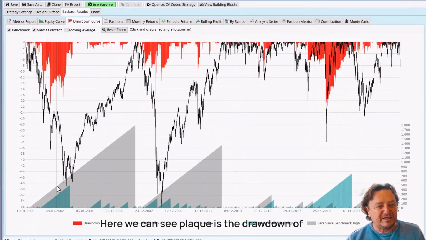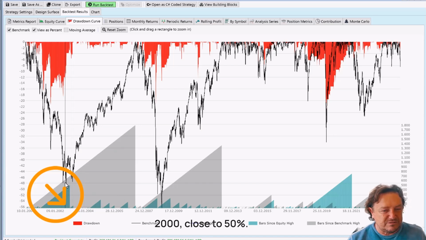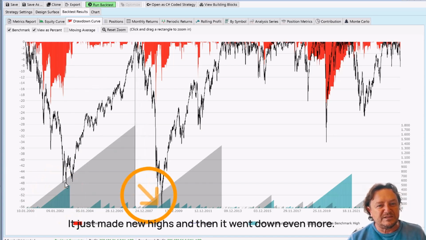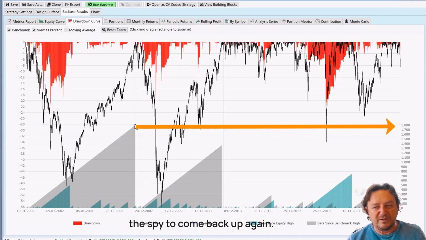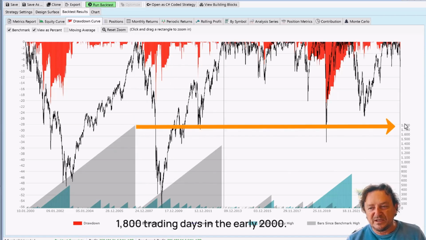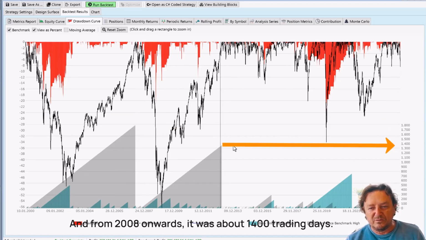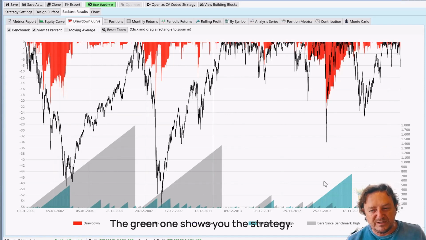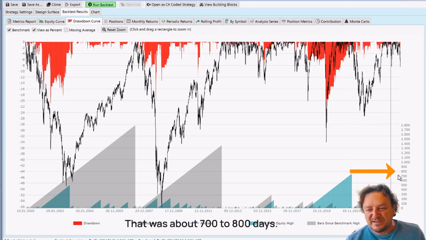Here we can see black is the drawdown of the SPY, which was in the beginning of 2000 down close to 50%. You think that's it. It just made new highs and then went down even more, 56%. It took a long time. Here you can see how long it took the SPY to come back up again. 1,800 trading days in the early 2000s. And from 2008 onwards, it was about 1,400 trading days. The green one shows you the strategy. And the strategy had the longest drawdown down here in the beginning of around 2020. That was about 700 to 800 days.